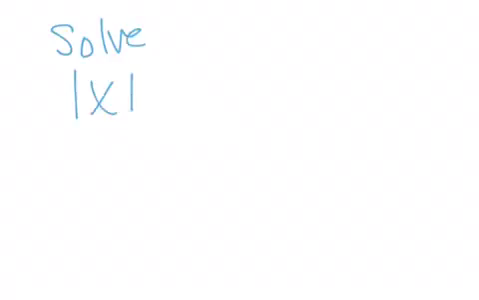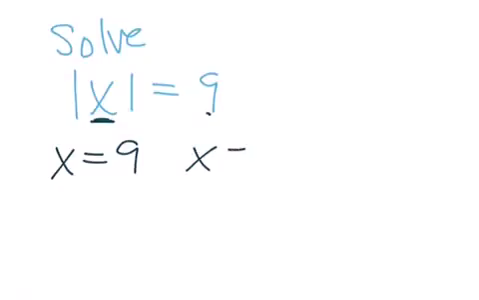we're going to solve the absolute value of x equals 9. So we know what this says is that what value is 9 spaces away from 0. So I get x positive 9 is 9 spaces from 0, and so is negative 9.